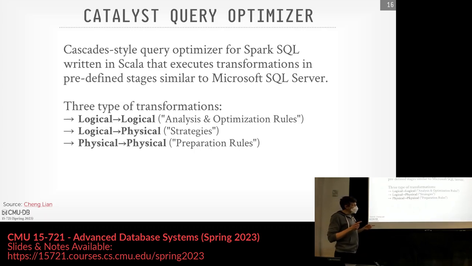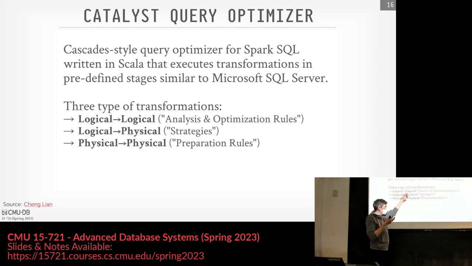One big difference about Catalyst versus the traditional way people think of cascades is that it does logical-to-logical transformations and logical-to-physical transformations, but it also does physical-to-physical transformations. And this is how they're going to integrate Photon. They generate a physical plan using the normal process, but then there's an extra stage that looks at what portions of the physical plan can be offloaded into Photon, and then transforms the physical plan into another physical plan.